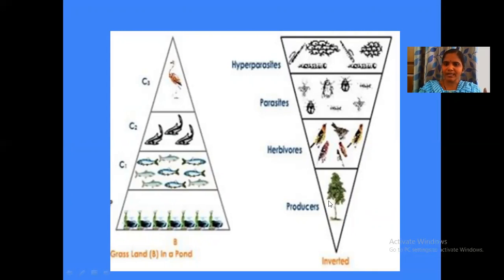Whereas if you take a tree, and the herbivores like birds depending on that particular tree, the number is more, and the parasites on their bodies are still more, and hyperparasites are there on each parasite's body, so the dependence of hyperparasites on the parasites' number is still more, so it becomes an inverted pyramid.